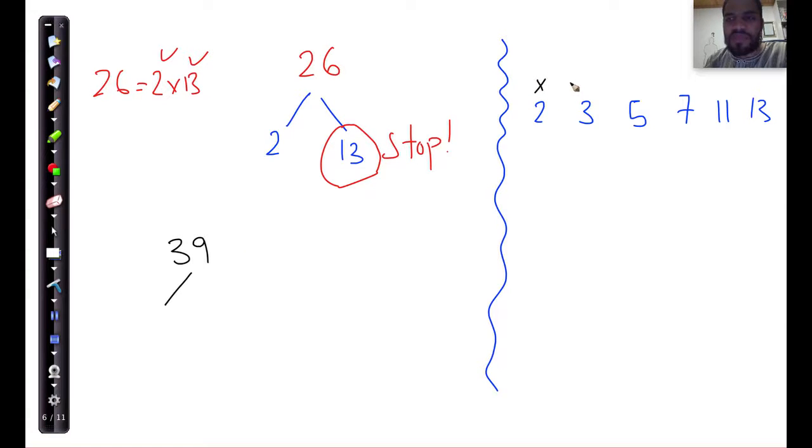So I move to the next prime number, and I see, does 3 go in there? And the answer is 3 does go in there. It goes in there 13 times. And again, the number 13 is prime, so I can stop, and now I can say that 39 is equal to 3 times 13. And this is considered prime factorized, right?